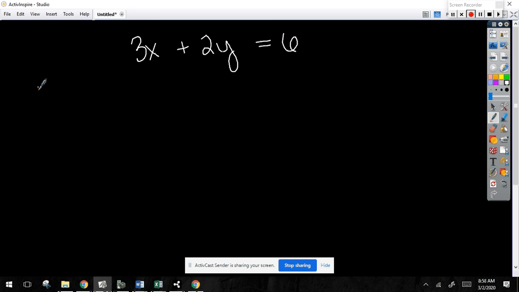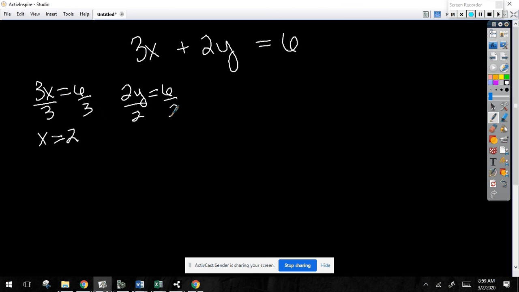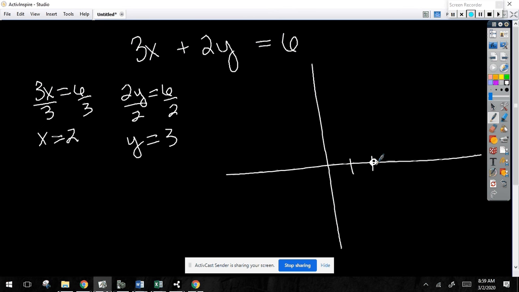Cover up, right? 3x equals 6. So x equals 2. And 2y equals 6. So y equals 3. Is that a point? Is 2, 3 a point on the line? No. What is 2 and 3? Those are intercepts, right? At 2 and at 3.